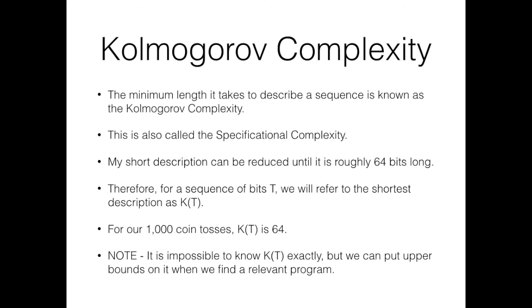Now, it's actually impossible to know kt exactly, but whenever we find a low kt, we can at least use that as an upper bound on it. Okay, so there might be a kt that's shorter than 64 bits, but we know that kt is at most 64 bits because we found a program that's 64 bits long that produces the sequence.